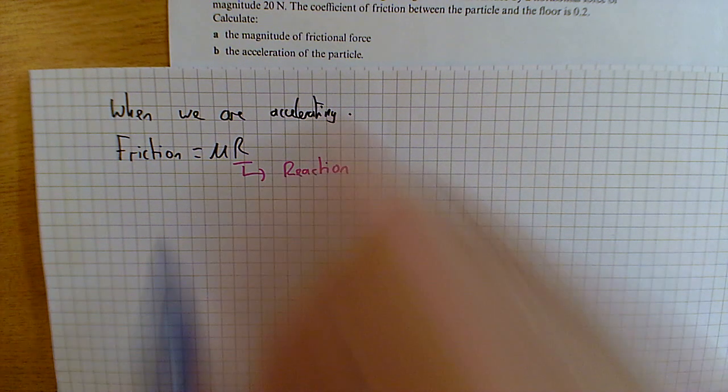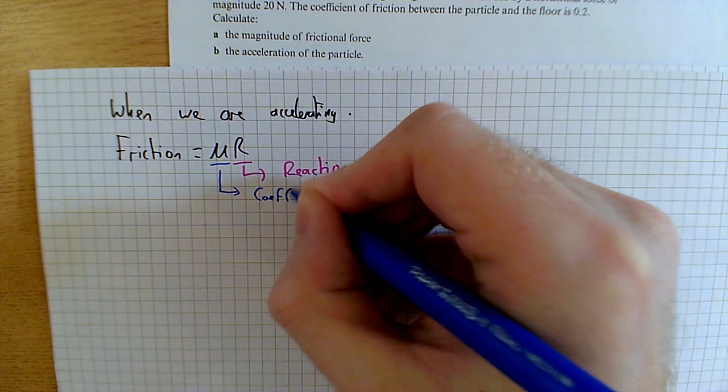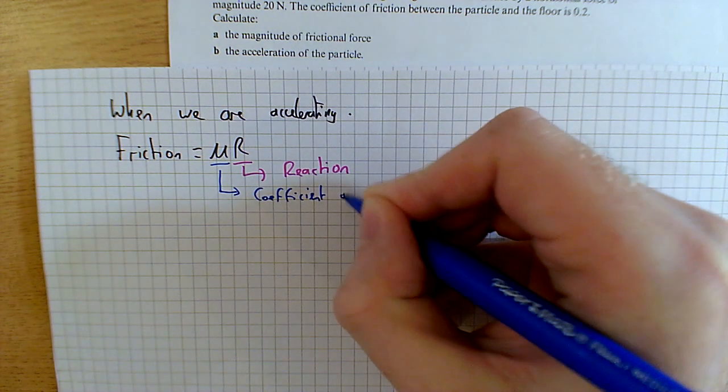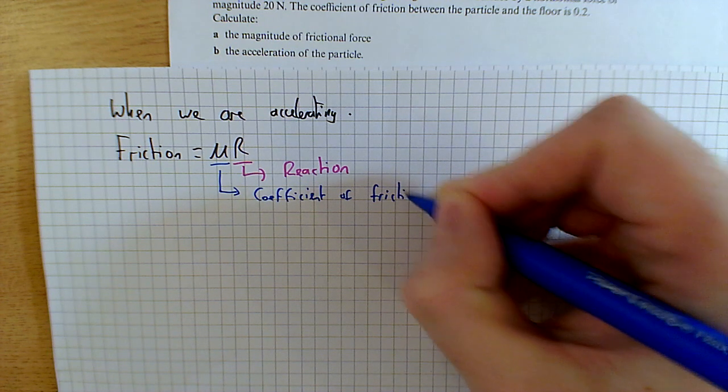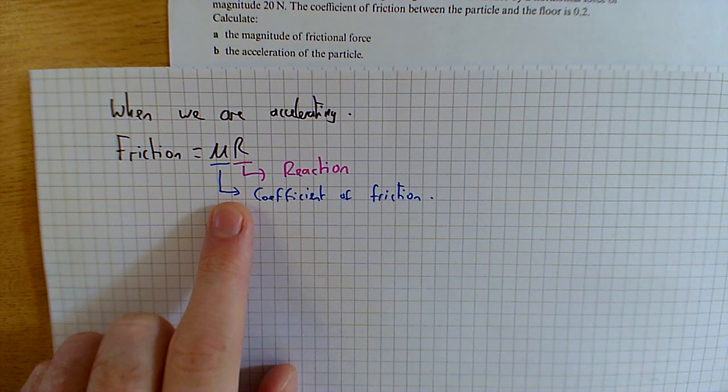And the other thing is this mu. Now mu is the coefficient of friction. And this basically takes into account how rough the two surfaces are. So obviously if you try and move something along a sheet of ice, you're going to find that thing slips right across. As soon as you apply a little force, it'll just go flying off. So there's very little friction on ice. So the coefficient of friction in that case would be extremely low.